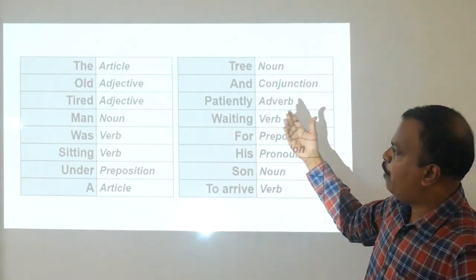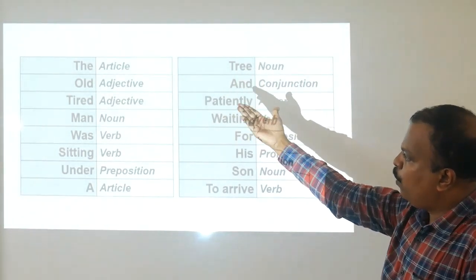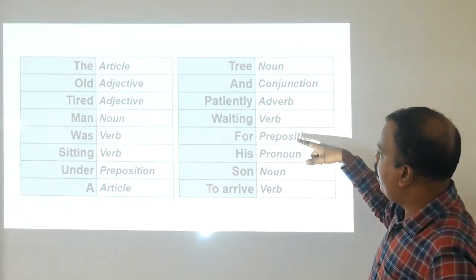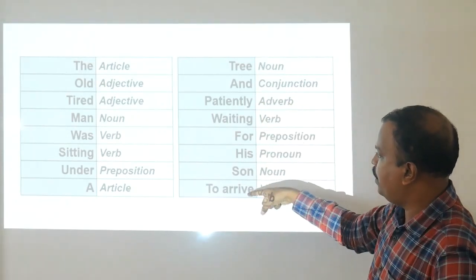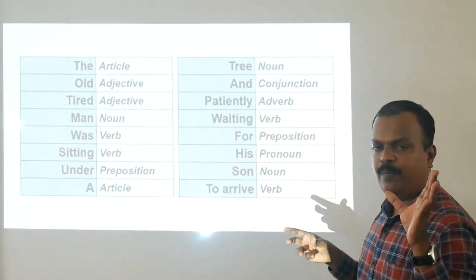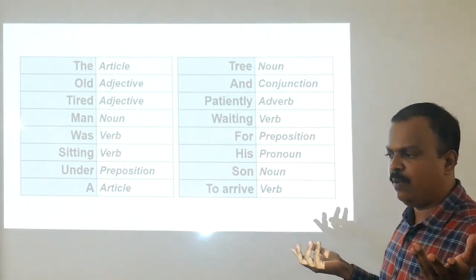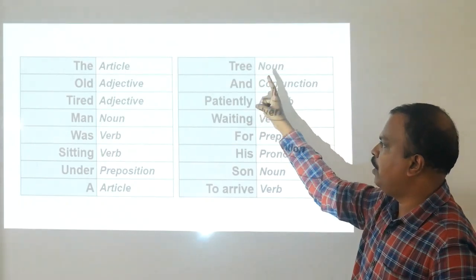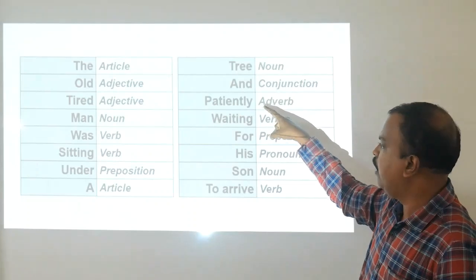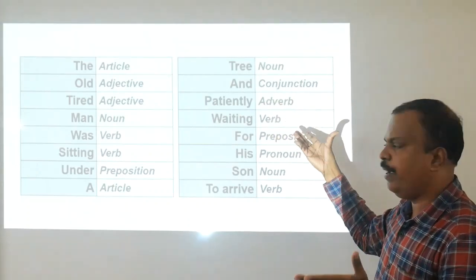So there are two parts here. In one part we say the old tired man was sitting under a tree, and there is another part that he was waiting patiently for his son. So we are connecting these two parts with a connecting word, which is nothing but a conjunction in terms of grammar. So that's what it is, and. It is a conjunction. And I already explained patiently and waiting, what they are.